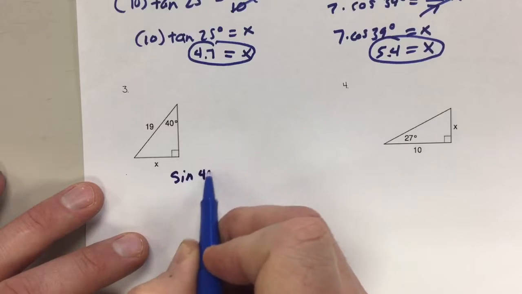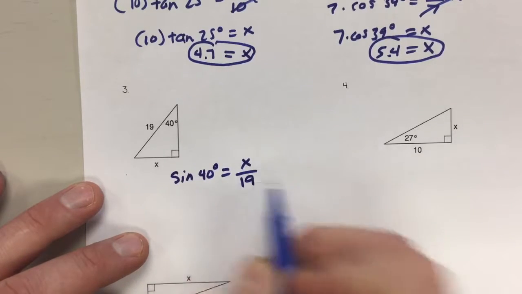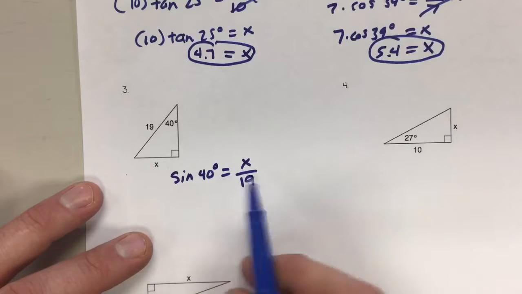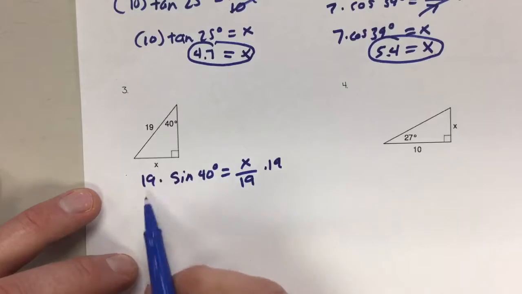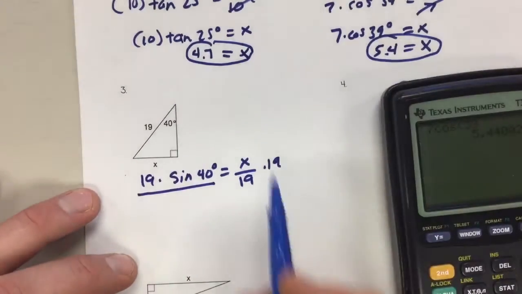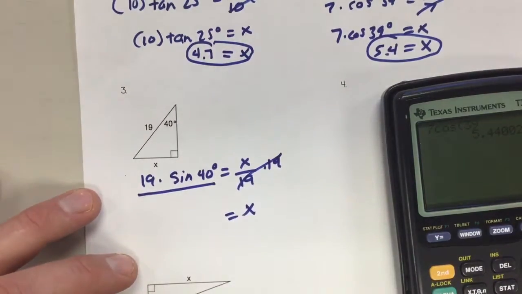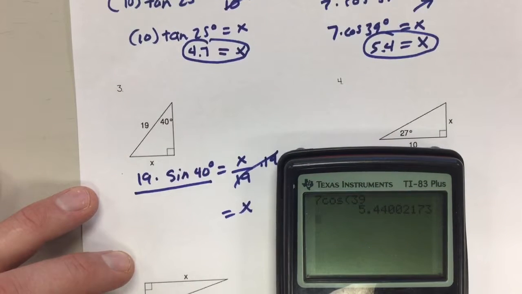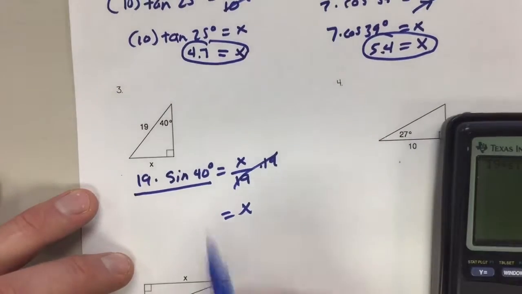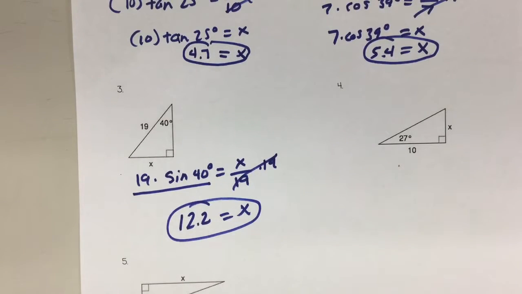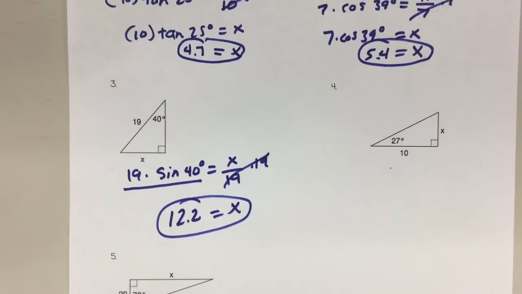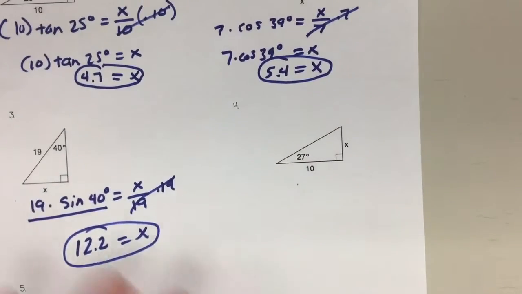Opposite and hypotenuse is a sine problem. So I do sine 40 equals x over 19. Now, again, to solve this, I just multiply both sides of the equation by 19. So on my calculator, I'm going to type in 19 times sine 40. And I get 12.2, which I will round to that. So this is not very hard once you figure out whether you're using sine, cosine, or tangent.